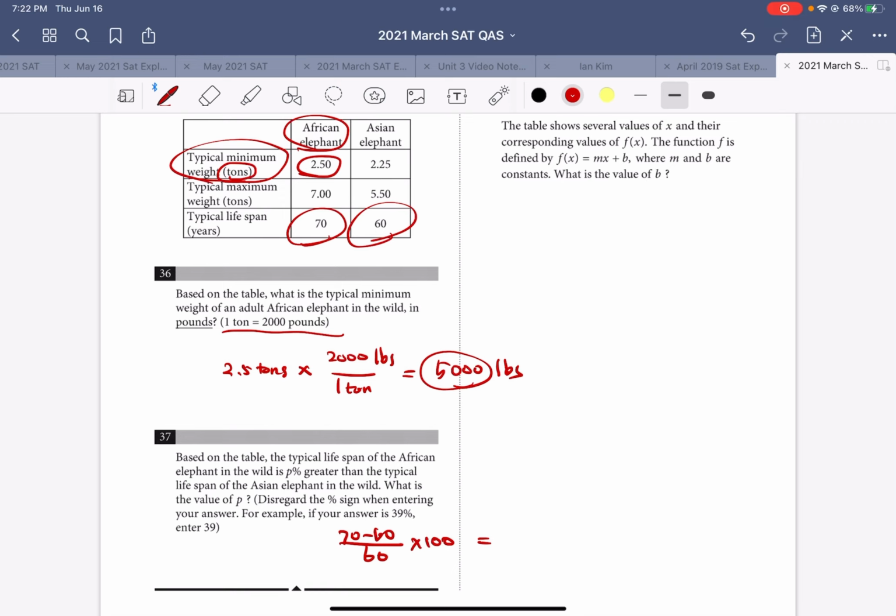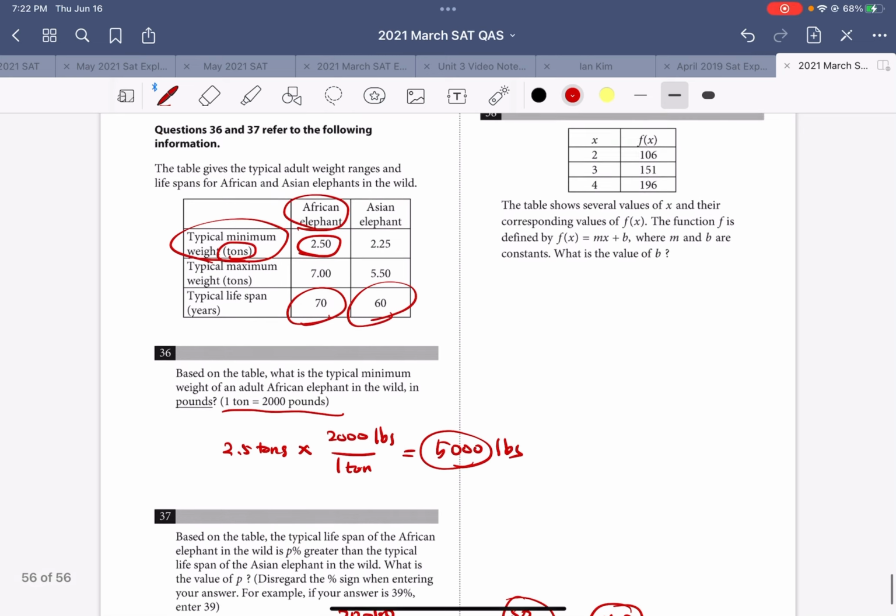Then 1 over 6 times 100, or you can reduce it, then 50 over 3. So you can say 50 over 3 is P, okay? That percent much. Or you can say, if you use a calculator, around 16.7. So either way will be fine for the final answer.